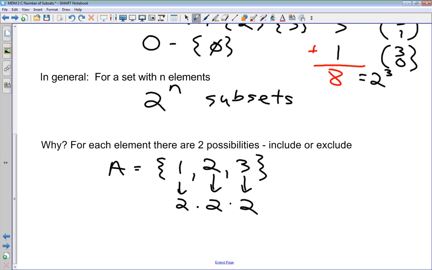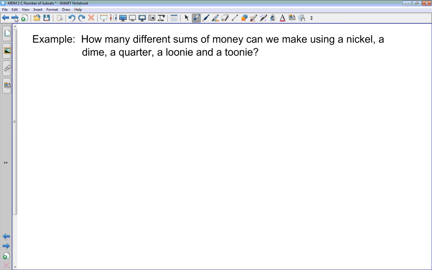See if I can put some dots in there. There we go. 8 possibilities. Pretty straightforward. So there's only sort of 2 little tricks that are associated with this concept. Okay? And we'll look at one in this question.